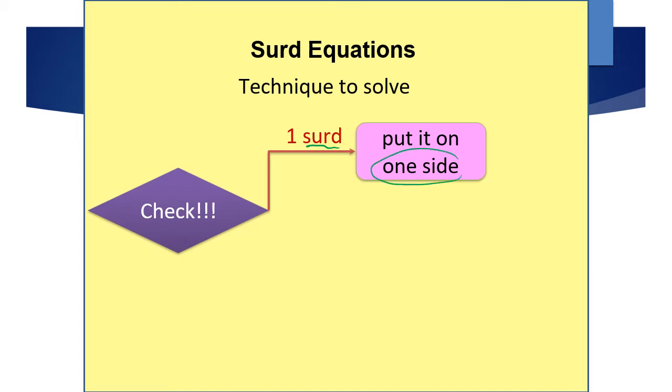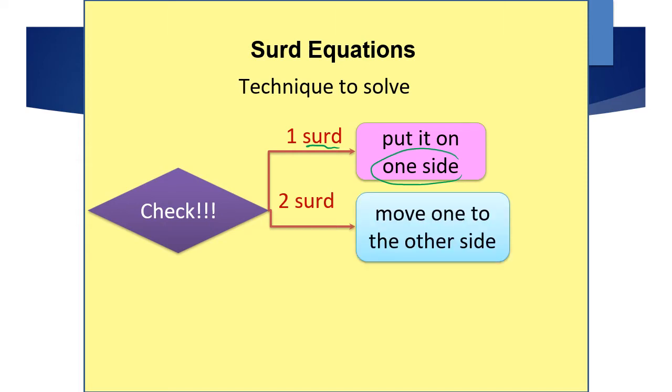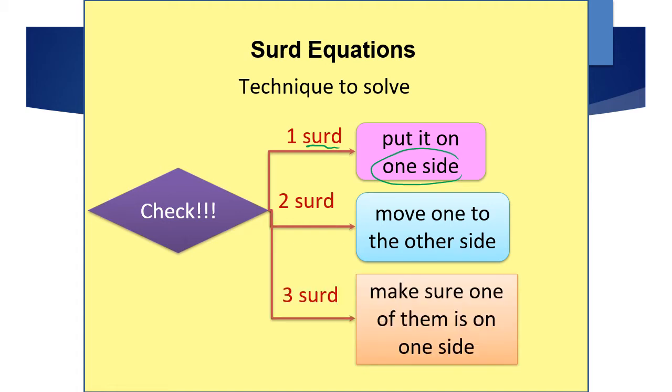Or if we have two surds, what we should do is to make sure one of the surds is on the other side. So we need to move. So one surd on the left side, another surd on the right side. If we have three surds, what we should do is to make sure one of them is on one side. So two on the left, one on the right, or vice versa. Okay? Okay, continue with the next step.